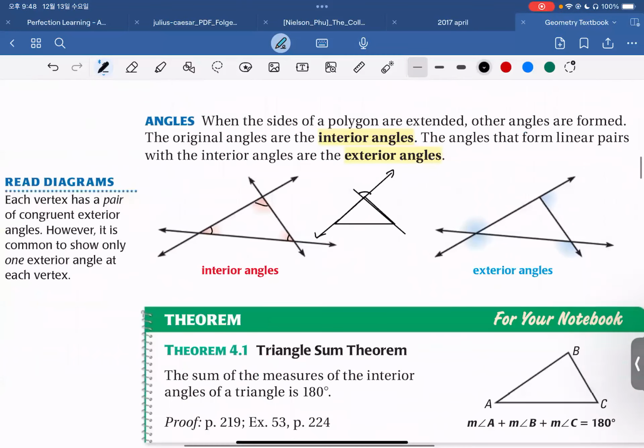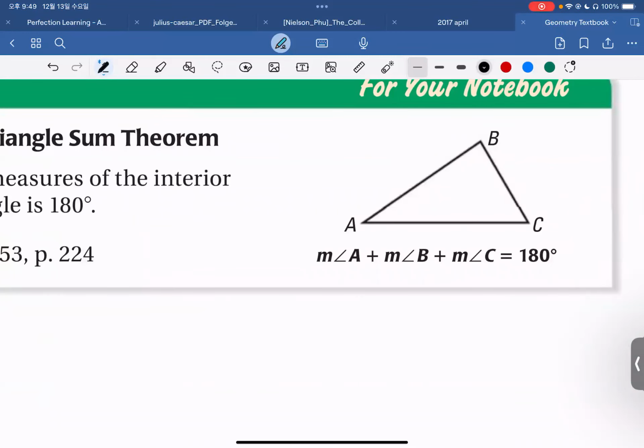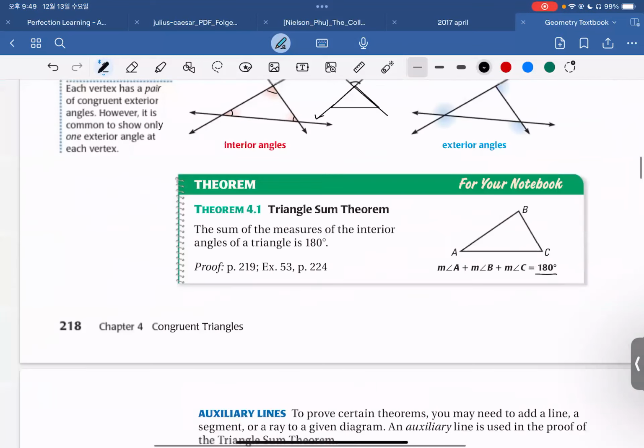The triangle sum theorem is the idea that all the angles in a triangle will add up to 180 degrees no matter what. And that's basically just a rule of triangles.